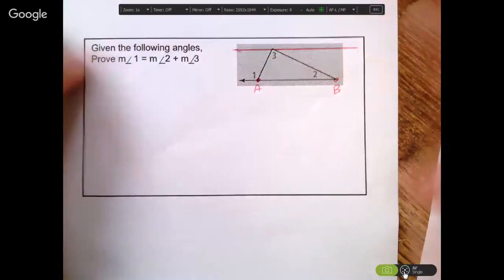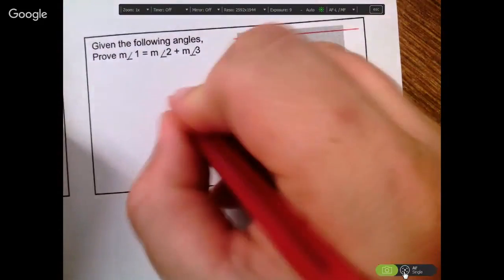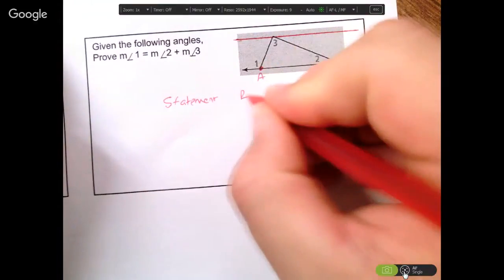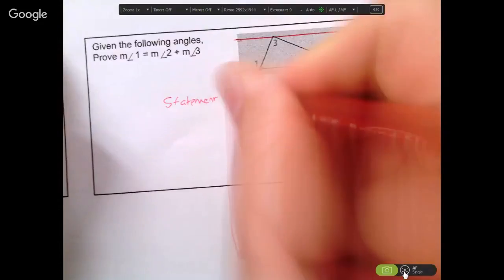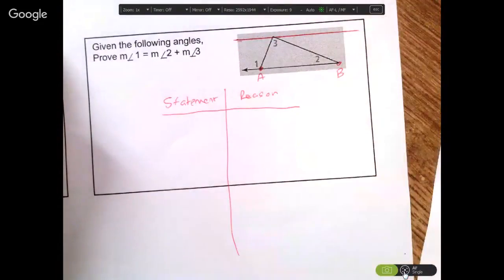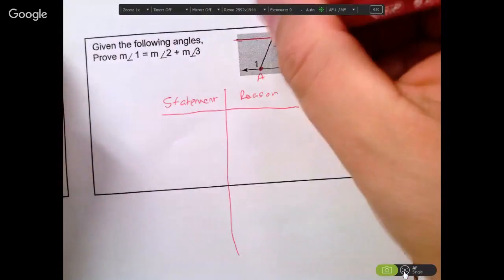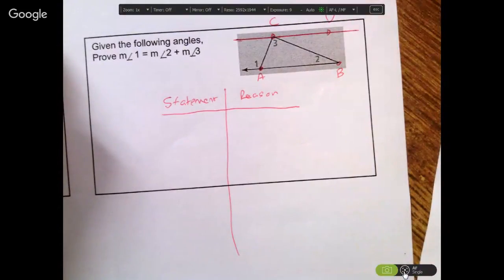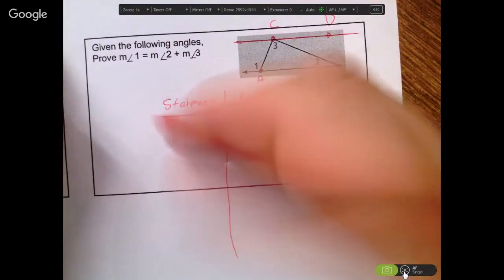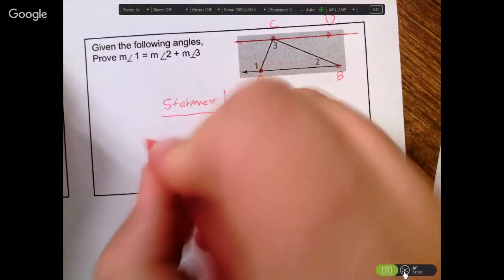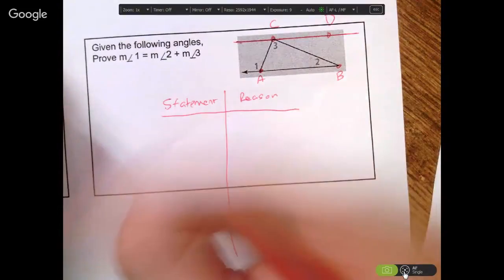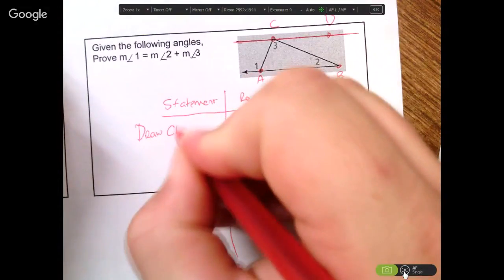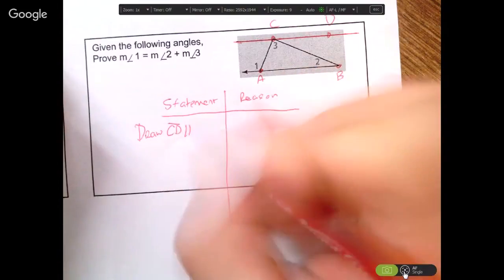Okay. So first I'm going to say in our statement and reason. First I'm going to call this point here C and this point here D. Okay. And I'm going to draw segment CD parallel to AB.